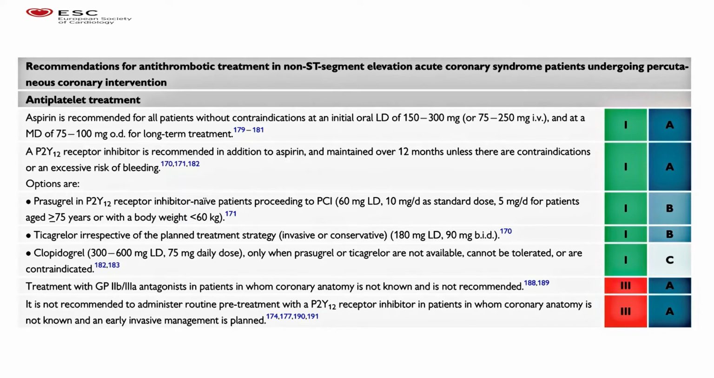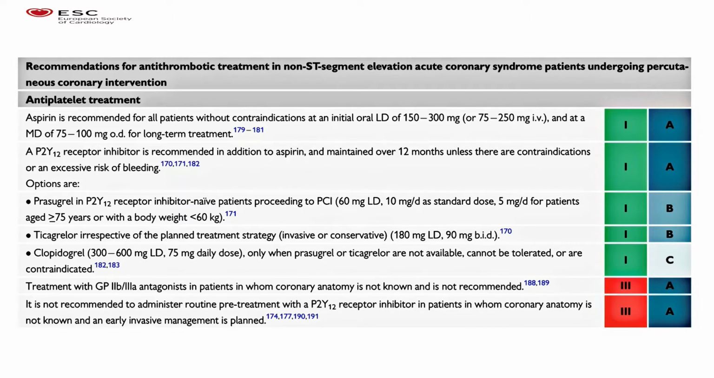A P2Y12 receptor inhibitor is recommended in addition to aspirin, and maintained over 12 months, unless there are contraindications, or an excessive risk of bleeding. Class 1 Level A. Options are: prasugrel in P2Y12 receptor inhibitor naive patients, proceeding to PCI, 60 mg loading dose, 10 mg per day as standard dose, 5 mg per day for patients aged greater than or equal to 75 years, or with a body weight less than 60 kg.